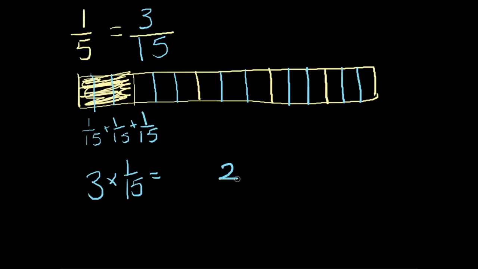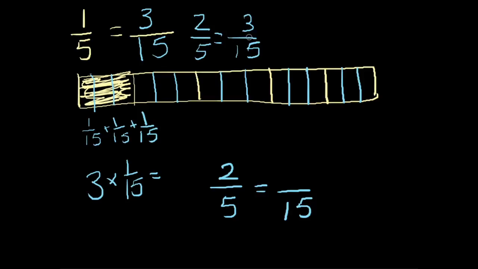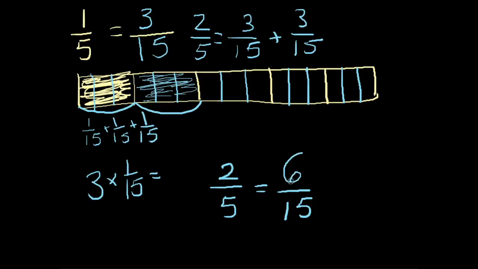Now let's say I wanted to figure out how many 15ths 2/5 is equal to. If I already know that 1/5 is equal to 3/15, then all I would have to do to figure out the answer for 2/5 is say 2/5 is equal to 3/15 plus 3/15. I can also see that here on my tape diagram. I shaded in 1/5, 2/5, and that equals 3/15 plus 3/15, which ends up being 6/15. So 2/5 is equal to 6/15.